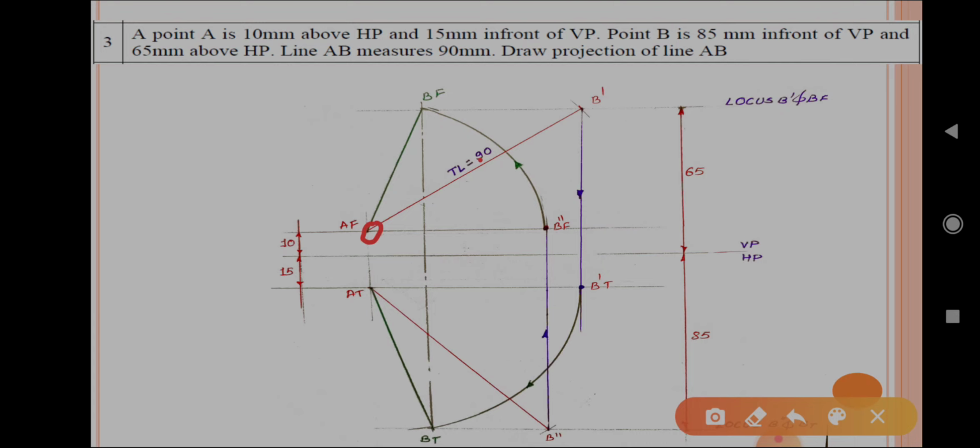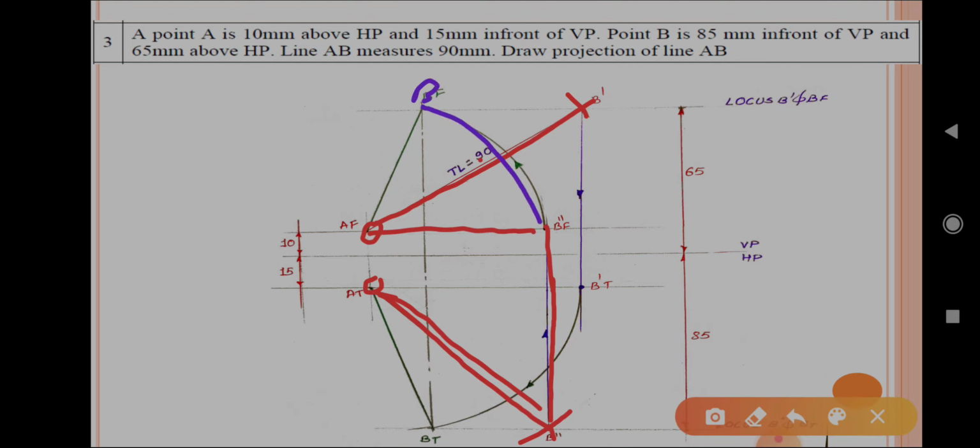By using point AF, mark the arc for B dash. This is the line we get for true length 90 mm. In a similar way, by using the 80 point, we can draw the line. We first mark the arc on the locus, we get B dash, and we can draw the line, and we take the vertical projection line up to B double dash F, which we can locate here, and by drawing the arc we get the BF point.